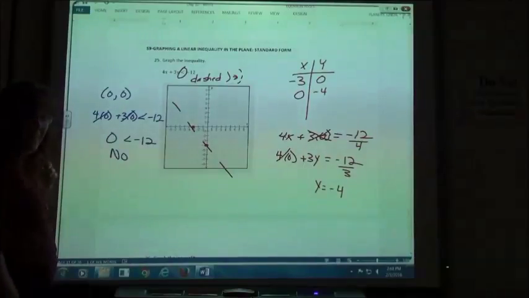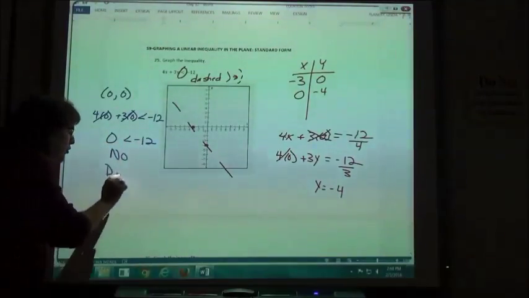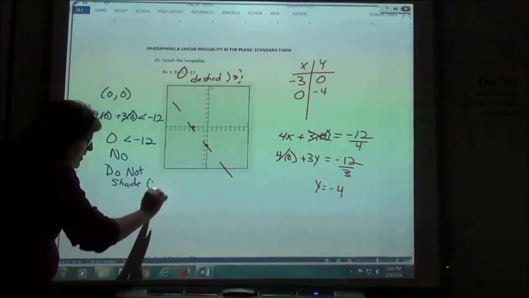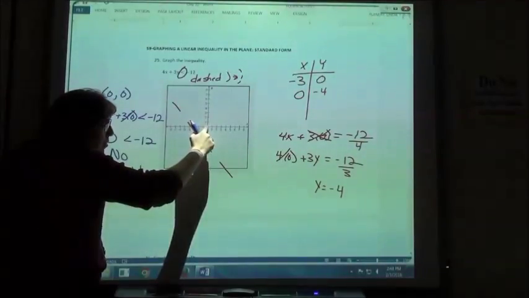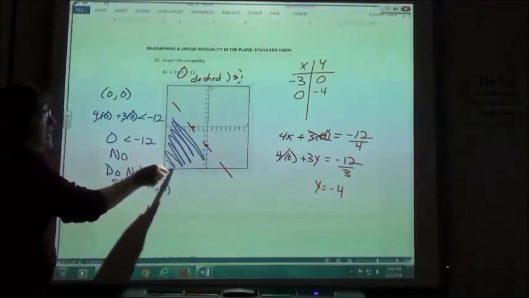No, definitely not. So since 0 is not less than negative 12, you do not shade the 0, 0. So I don't want to shade where the 0, 0 is. I have to shade the other side of my line, so I end up shading down here.